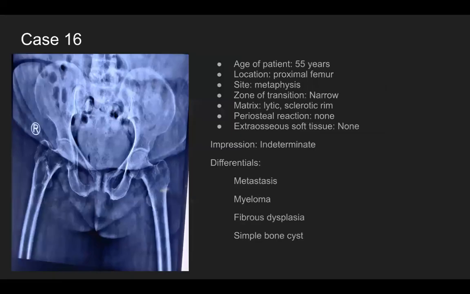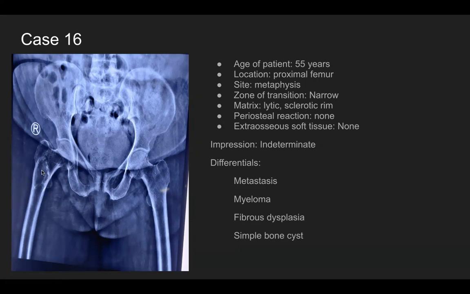Now, this is a case from our own department. A 55-year-old female. She presented with pain in the proximal femur, and there was a well-defined lytic lesion, a sclerotic border, cortex intact, no periosteal reaction, no extraosseous soft tissue component. But remember, a narrow zone of transition in a person more than 50 years old, classify it as indeterminate, not as benign. Okay, it will go into the indeterminate category.